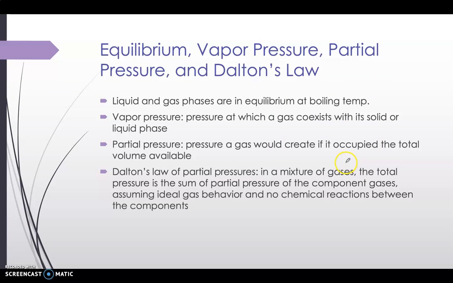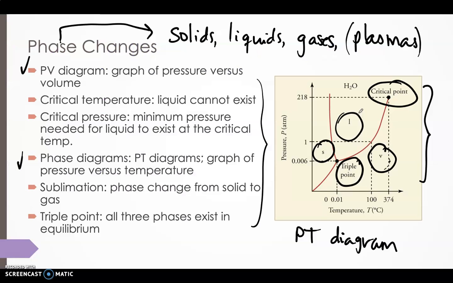All right, so a bit more on equilibrium and such. Liquid and gas phases are in equilibrium at boiling temperature. Okay, so that's one thing to note. So if we go back, the liquid and the vapor are in equilibrium at boiling temperature. So boiling temperature is 100 degrees Celsius. So that must be around here. Okay, so this is where we have equilibrium between liquid and gas.